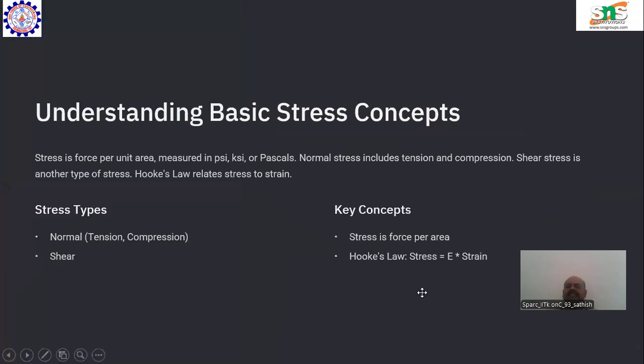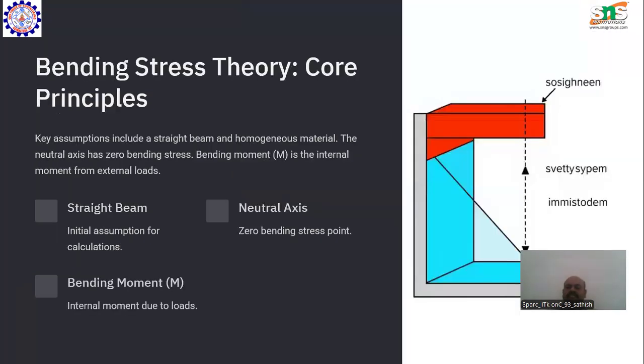So, understanding the basic stress concepts: stress is force per unit area, measured in PSI, KSI, or pascals. Normal stress includes tension and compression. Shear stress is another type of stress. Hooke's law relates stress to strain. So the stress types are normal and shear. Key concept: stress is force per area. Hooke's law states that stress is directly proportional to strain, where E is the modulus of elasticity.